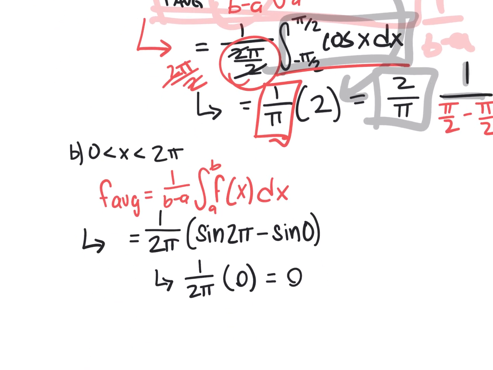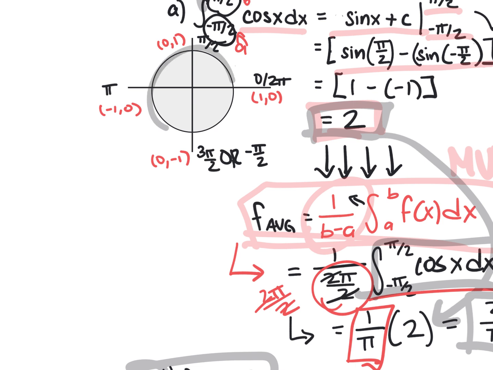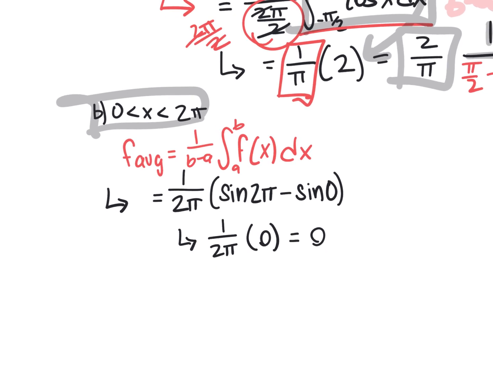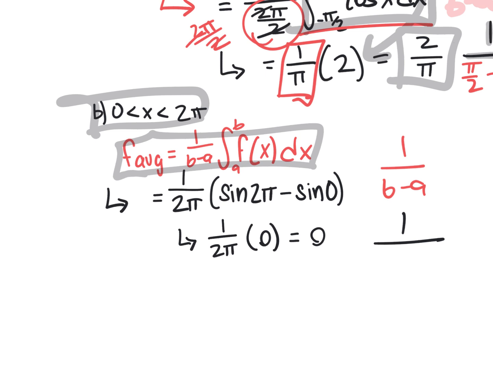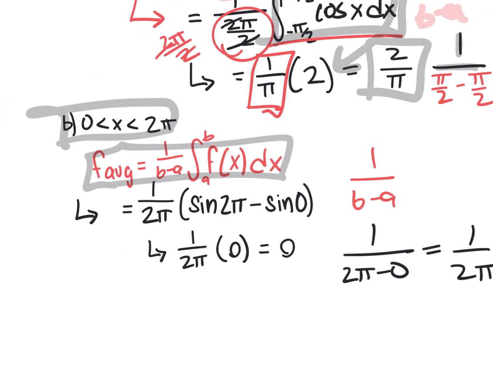Which makes part B easier, because in the unit circle, you can see here it's pi over 2, but you can see that 0 and 2 pi is right here. They're the same, but I still showed my work, just in case. So like I mentioned, this is the equation right here, and then we know that 1 over B minus A here is 1 over 2 pi minus 0, which is basically 1 over 2 pi.